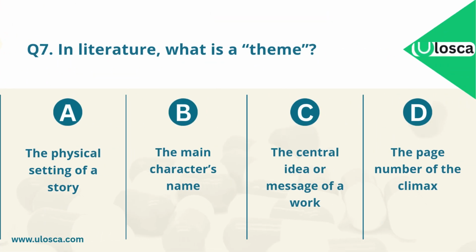Question 7. In literature, what is a theme? A. The physical setting of a story. B. The main character's name. C. The central idea or message of a work. D. The page number of the climax. Which one is the correct answer?